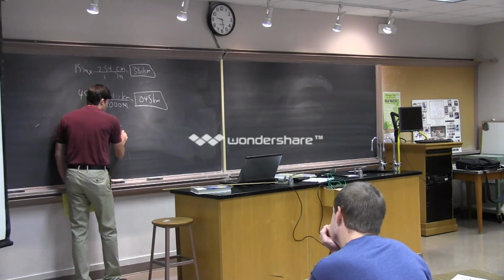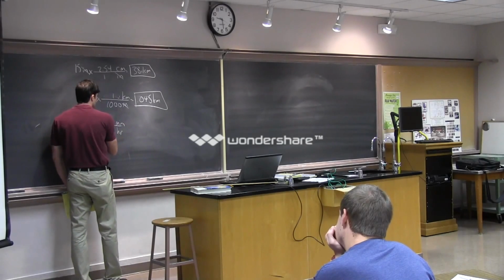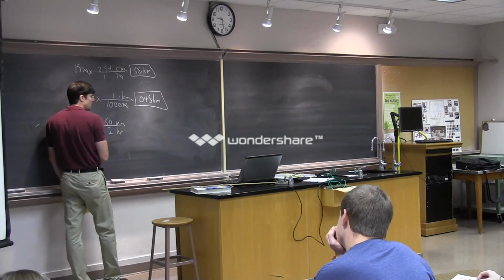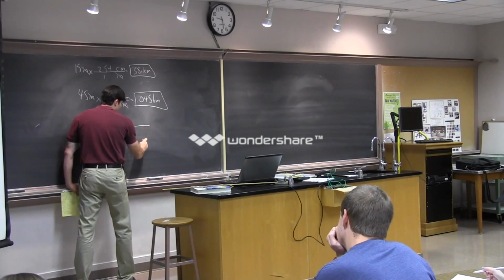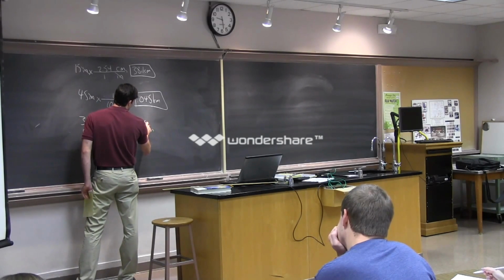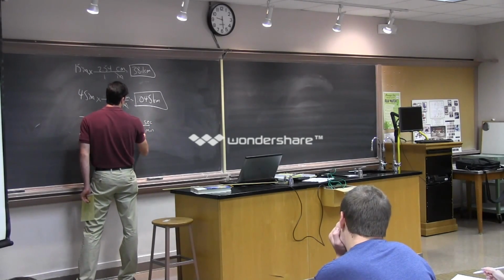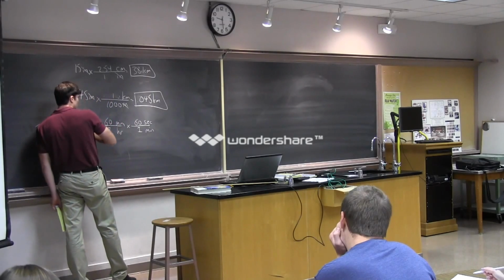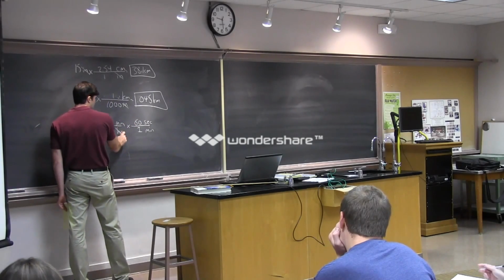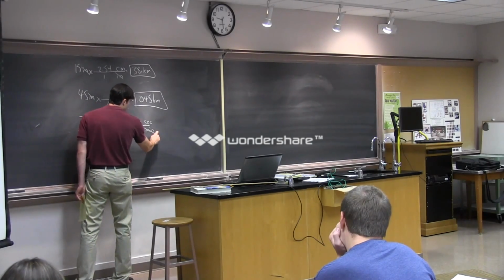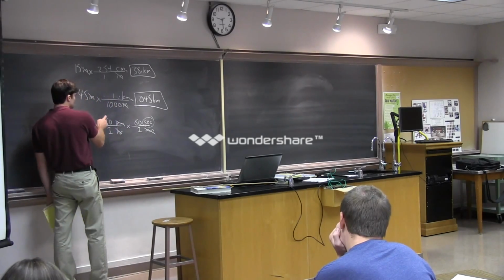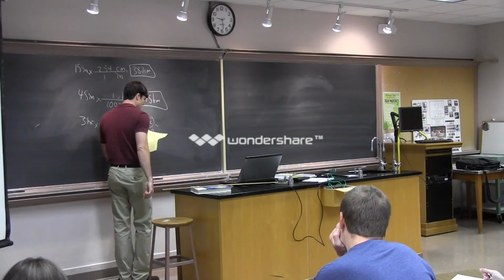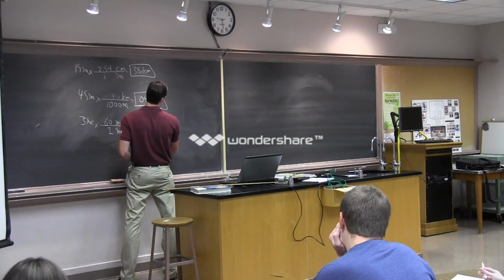First, I'm going to convert from hours to minutes. There's 60 minutes in every 1 hour. And then convert from minutes to seconds. There's 60 seconds in every 1 minute. So as I multiply this through, the hours cancel, the minutes cancel, and we're left with just the seconds. 3 times 60 times 60, that gives us 10,800 seconds.